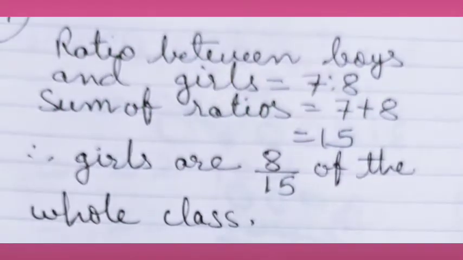Now let's do question number 11. In a class, the ratio of boys to girls is 7:8. What part of the whole class are girls? We have to find out only the part of the girls. Clear? So the ratio between boys and girls is given as 7:8, and the sum of ratios is 7 plus 8, that is 15. So the part of the girls will be 8 divided by 15 of the whole class. So the girls are 8 by 15 of the whole class.